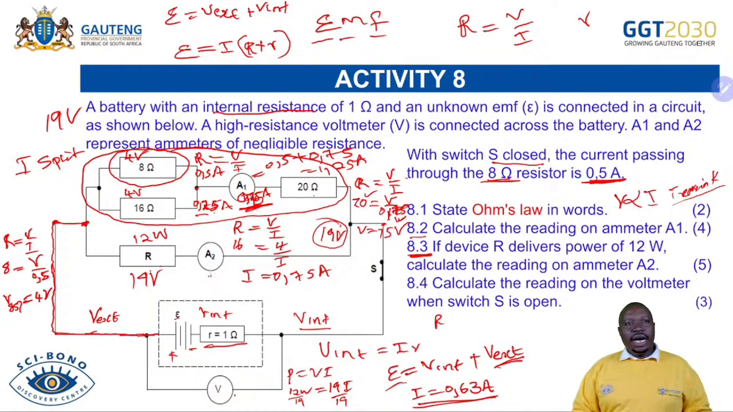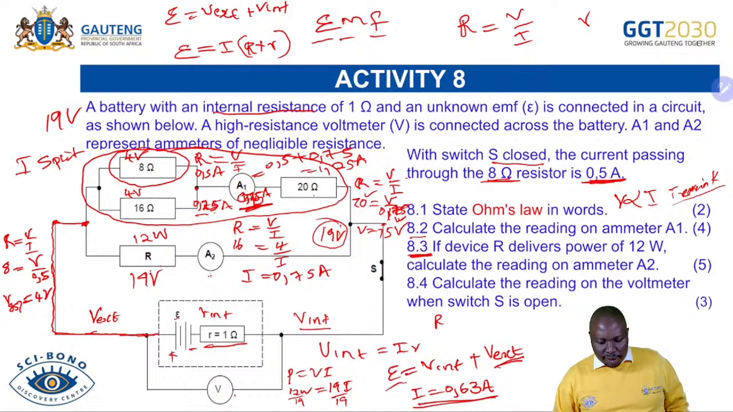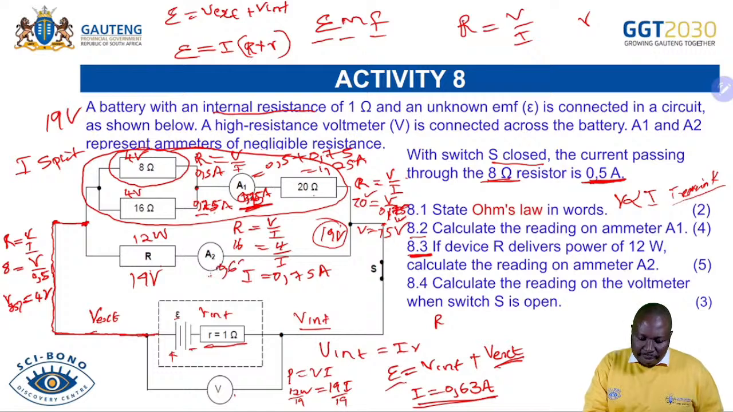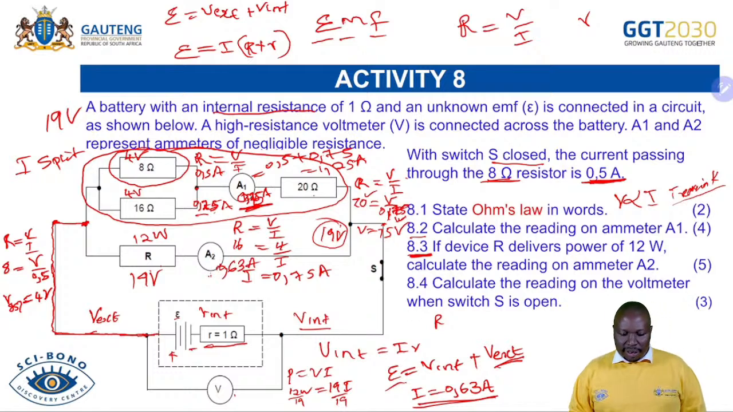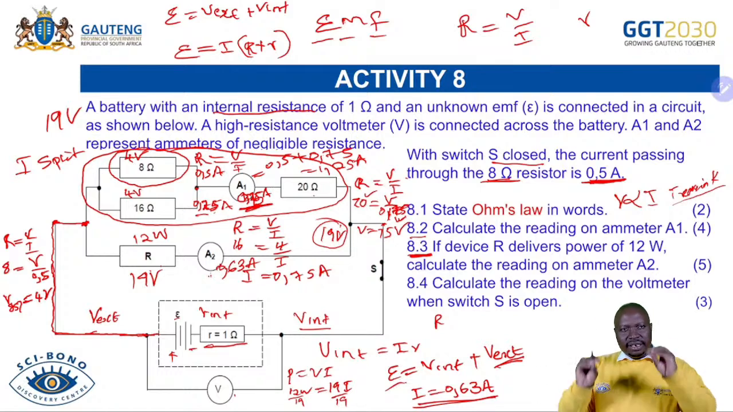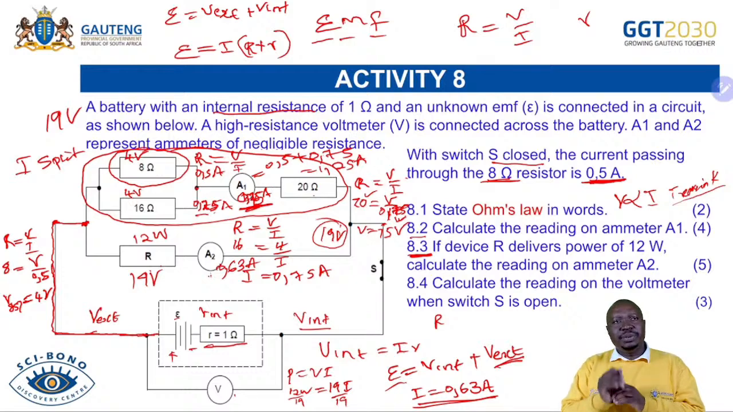So once you get your current is 0.63 amperes, then you were able as well to answer the question. A2 is 0.63 amperes. So at least you were able to move to that question. Calculate the reading on the voltmeter when the switch S is open. This is very technical. I want you to look at that. What matters here is the technicality of how the question is being asked.